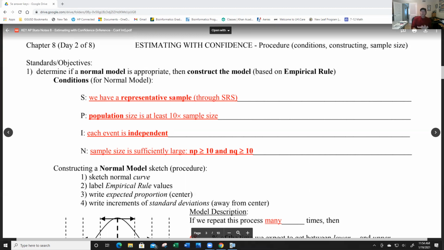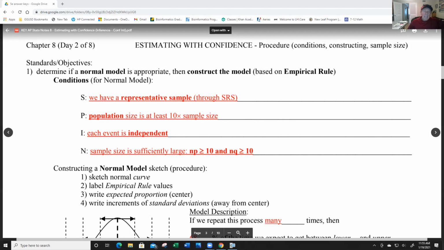So there are 4 requirements for a legitimate study, 4 of them. And they make an acronym that I have labeled as SPIN. This is not something that's textbook. It's not technical. It's just something that I developed, me and a bunch of other stat teachers. S stands for representative sample. Often it's through an SRS, but it could be another type of sampling procedure. But S means you got a good sample, a representative sample.